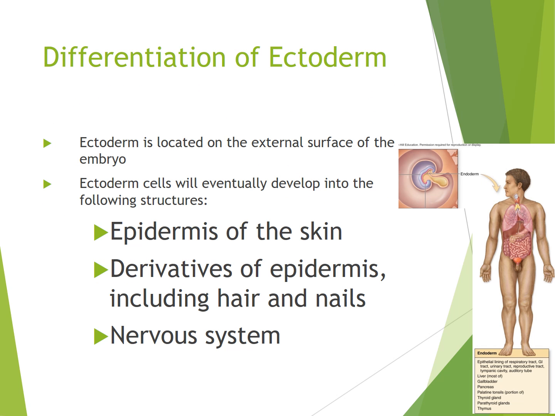After the embryo undergoes the cephalocaudal and transverse folding, the ectoderm is located on the exterior surface of the embryo. And so the ectoderm is responsible for forming the nervous system tissue and the epidermis of the skin and epidermal derivatives such as hair and nails.